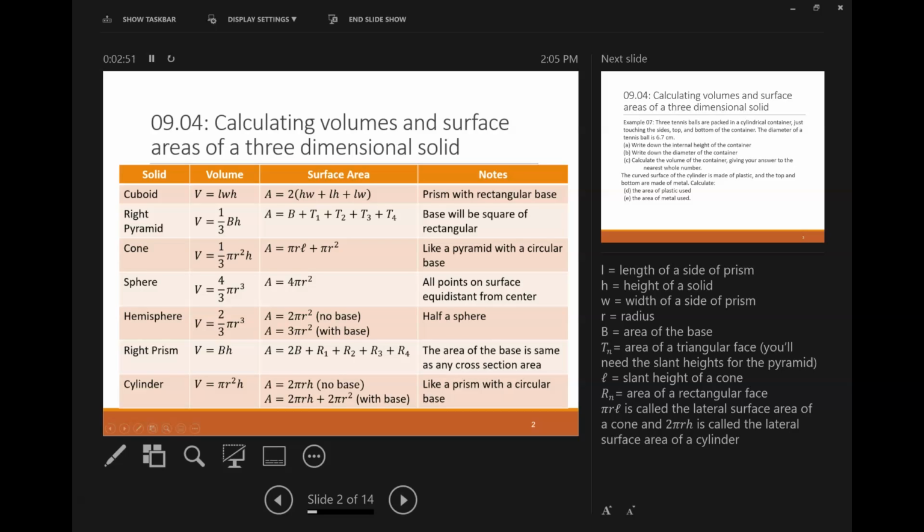Cone, 1/3 pi r squared h. What's r and h? Radius and height. What is this curly L here? It's not length, not specific. It's the slant height. So the edge of the cone, that diagonal edge of the cone, that length is the slant height. Everybody's okay there? Or the slant length, whatever you want to call that. But that's what that thing is.